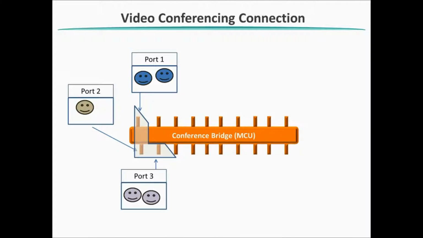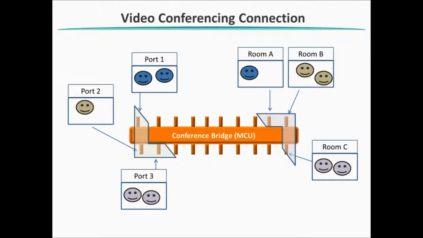There can be many simultaneous video conferences taking place on one bridge. In this diagram, there are two conferences, one with ports 1, 2, and 3, and one with rooms A, B, and C.